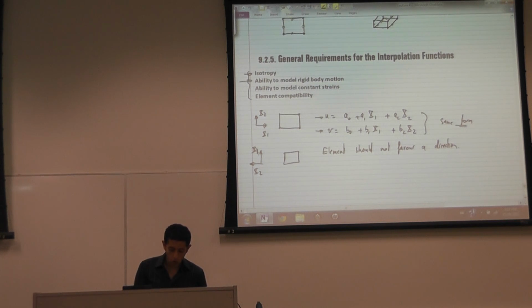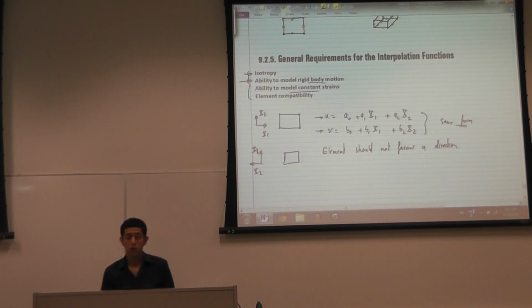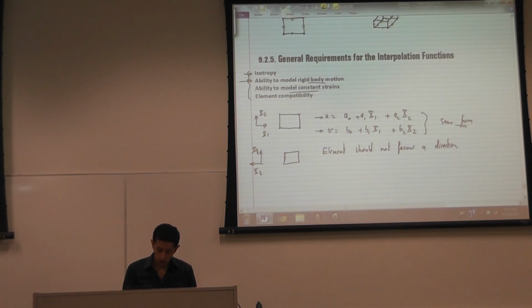The element should also be able to model rigid body motion and constant strains. Rigid body motion is represented by this constant number in your displacements, and constant strains is represented by those constants in your shape functions.